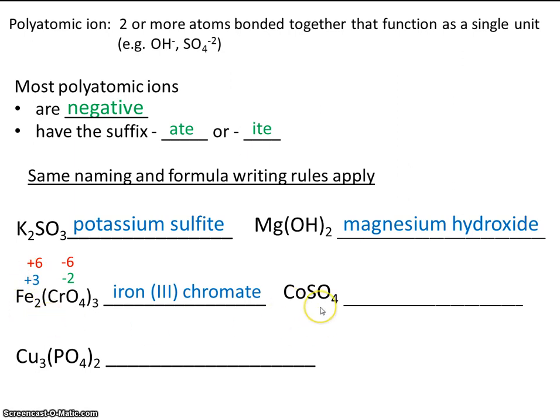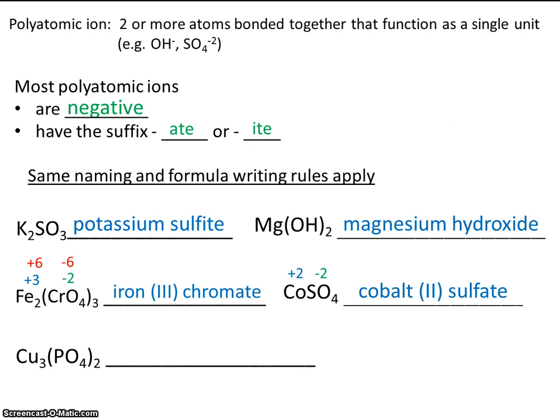All right, let's do this one here. So cobalt is a transition metal. So we need to say what the charge is. SO4 is on the back of your periodic table. It's a polyatomic ion. It's called sulfate, and it has a charge of -2. That means cobalt has to have a charge of +2. So the name of this compound is cobalt 2 sulfate.